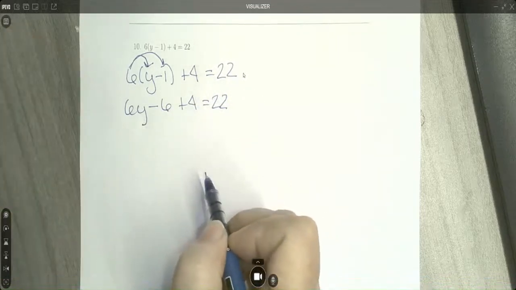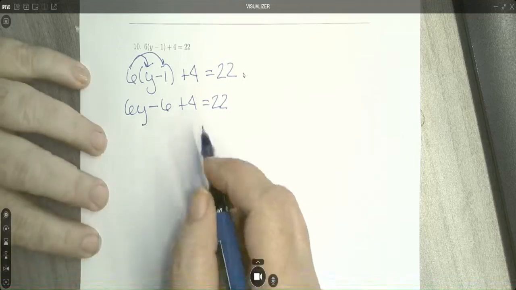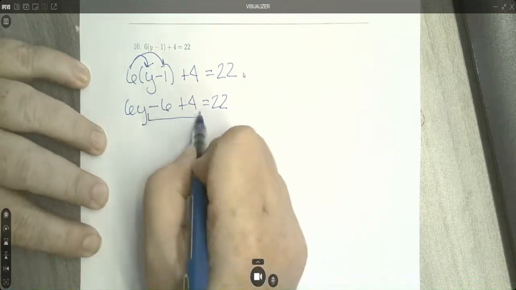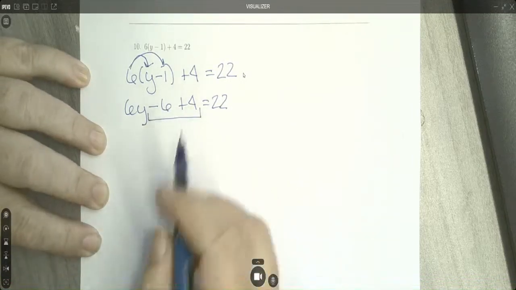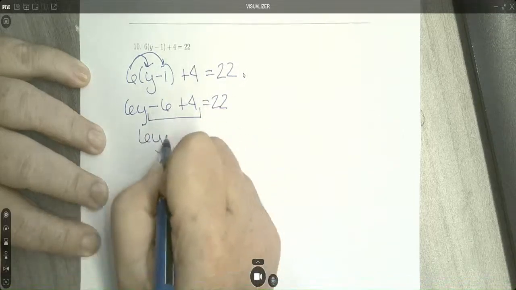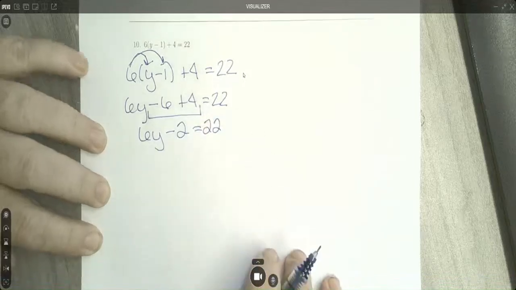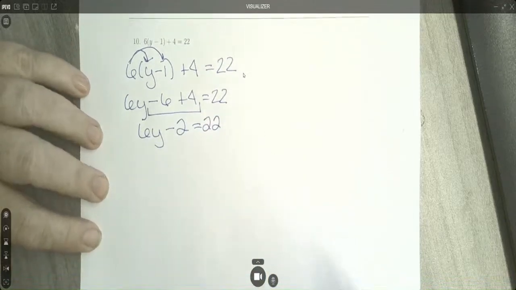All right. Now, I like to collect like terms. You don't have to. You can start subtracting and adding everything, but it's going to make our lives easier. And I noticed that I have like terms right here. So negative 6 plus 4 is negative 2. We'll have 6y minus 2 equals 22. Okay, now it looks just like the ones we've been doing.